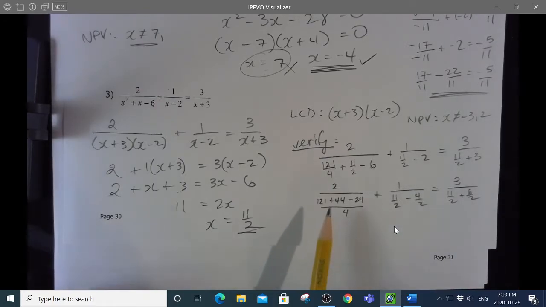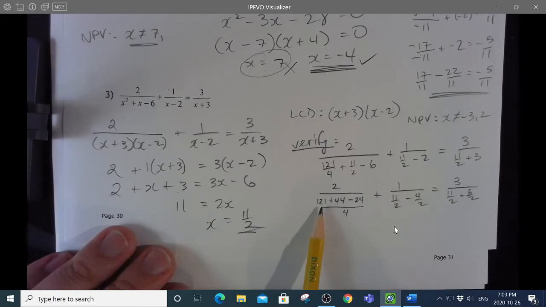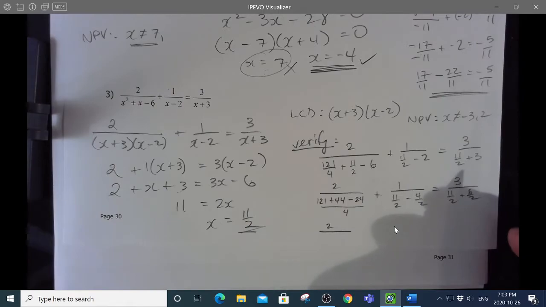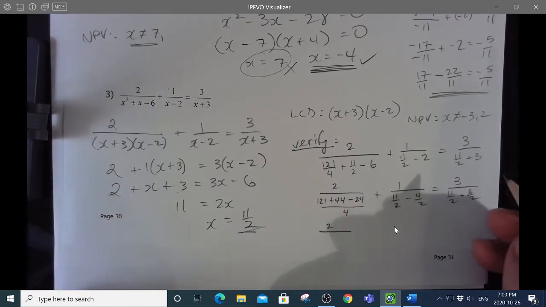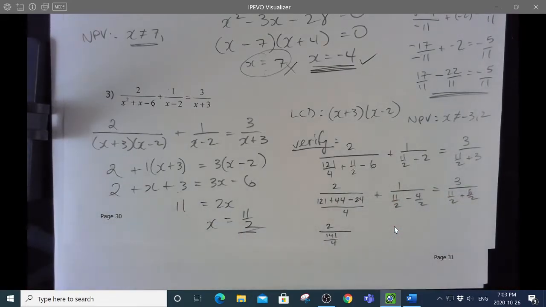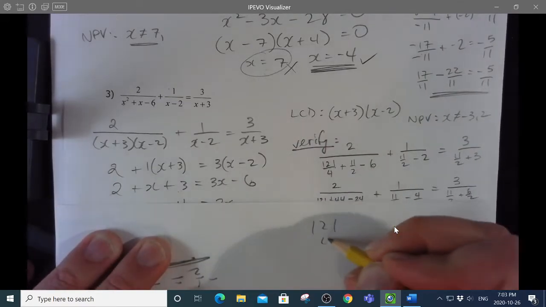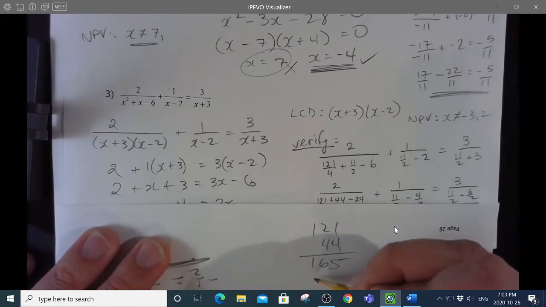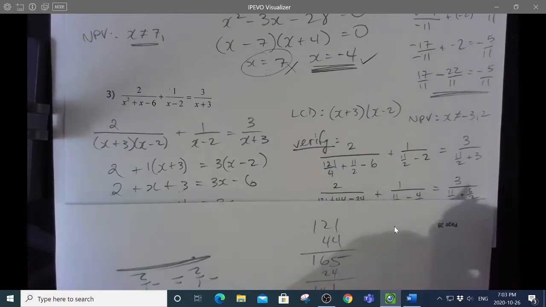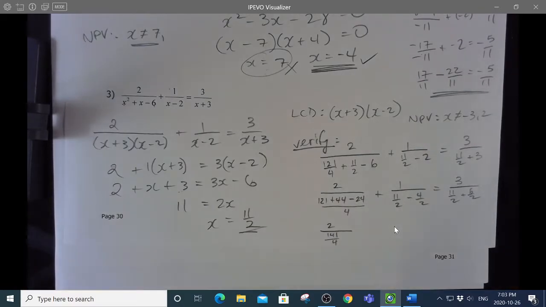Let's just keep going. So this is 2 over, and let's see, 121 plus 44 is 165. But 165 minus 24 is, let's see, 141, I want to say. Somebody should double check my mental math here. Let's just make quite sure that I did that right. 121 plus 44 is 165, and I am minusing, right? Yeah. Minusing 24, 141. Yep, I agree with that. It is 141 over 4.